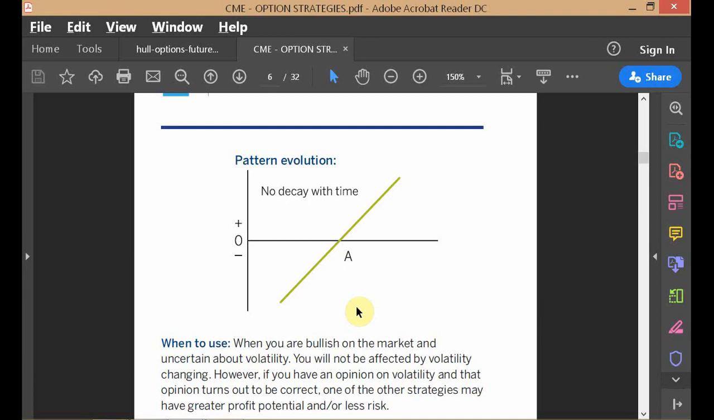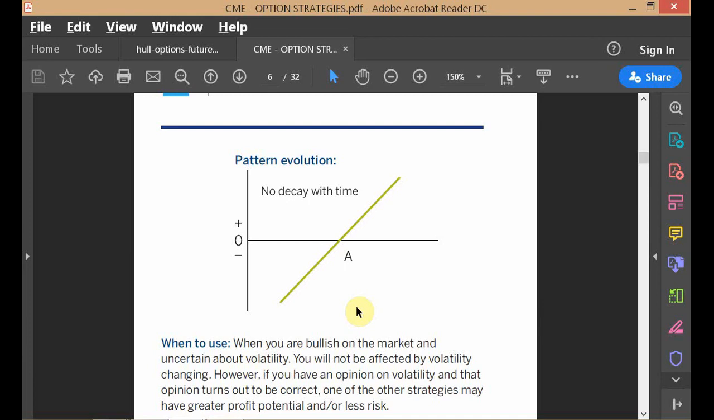Are you following my question? What are we trying to do? I want the same outcome, but I want to do it in a different way. Instead of using futures, I want to use options and create the same result.